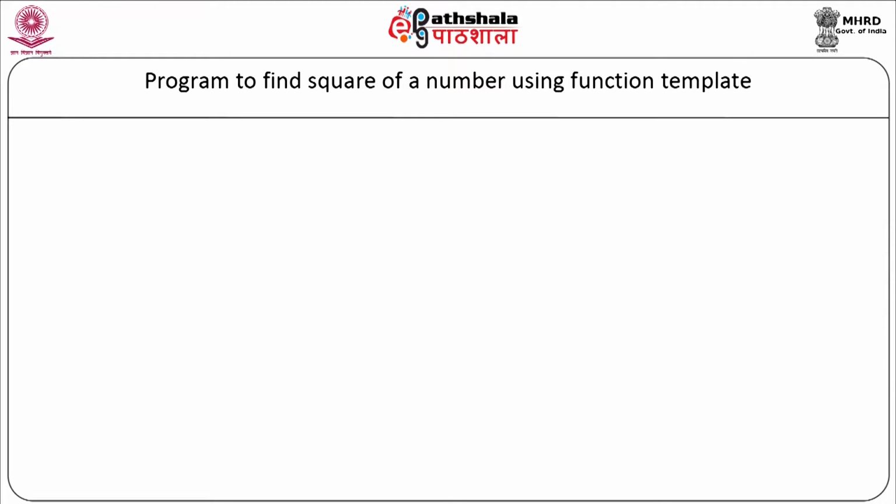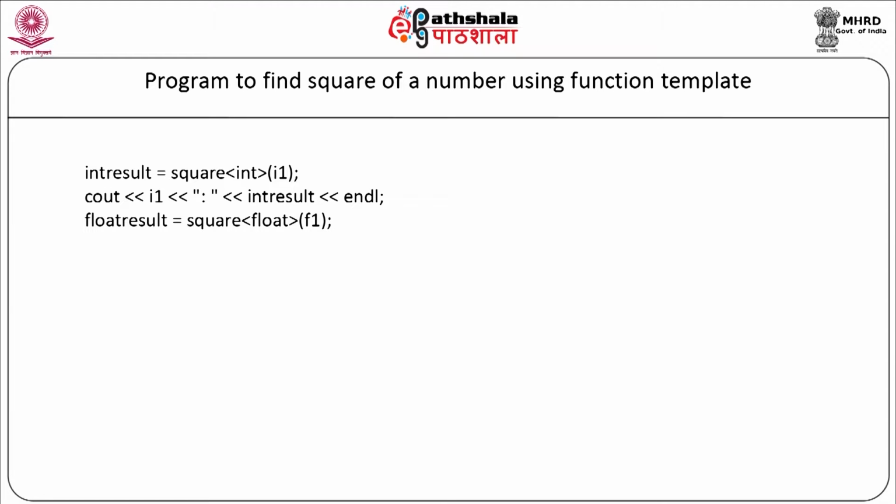Now we will call the function as int result = square<int>(i1); cout << "i1: " << integer result << endl. Now second will be float result = square, which is the name of the function template. The data type that we are going to pass is float in angular brackets, and f1 will be the value that will be passed.